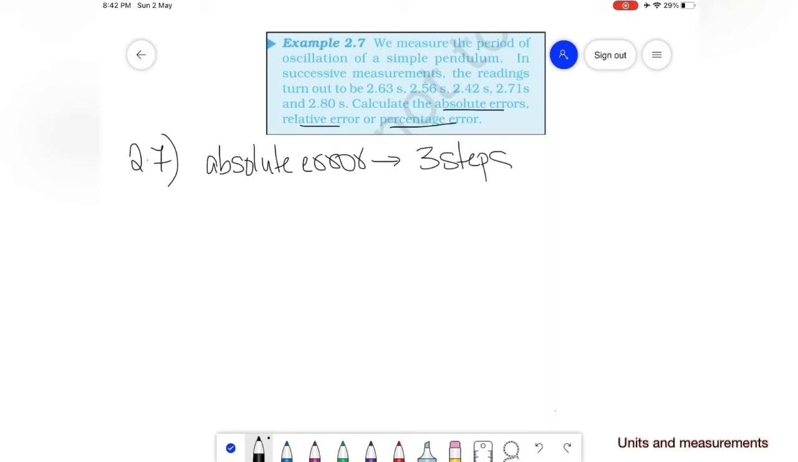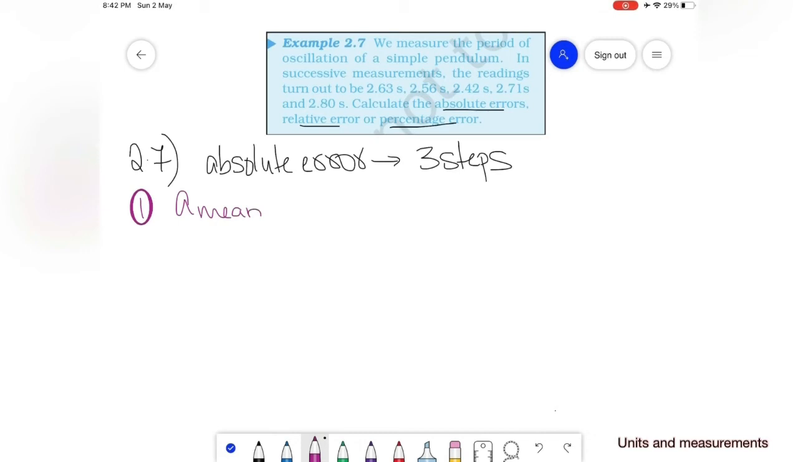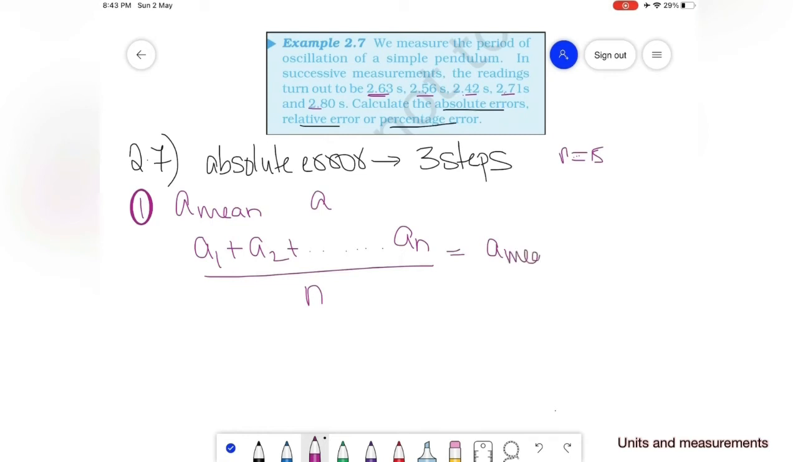The first step is you find A mean. What is A here? The values of A are as given in the question, 2.63, 2.56, and so on. All of these values are A. Now you have to find the A mean. How do you find the mean? You add the sum of all the values given, that is A1 plus A2 and so on till the last value, divided by the total number. That will give you A mean. Here n is equal to 5.